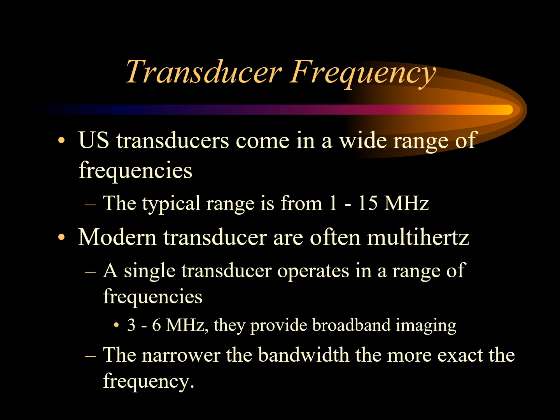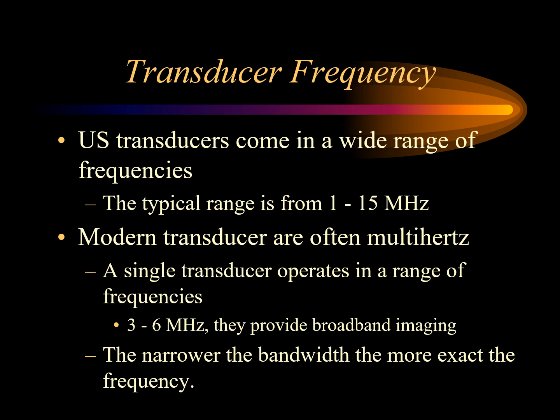With each type of transducer, we've talked about transducer frequencies. They come in a wide range of frequencies. Typical range is anywhere from 1 to 15 megahertz, and as technology gets even better, we're starting to see that get up into the 18 and 20 megahertz range.